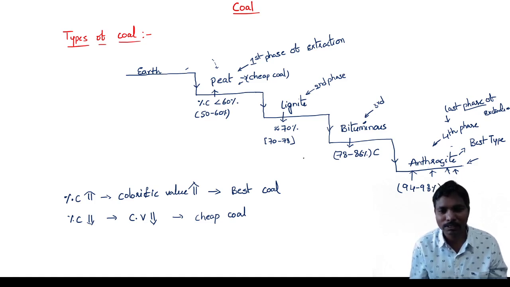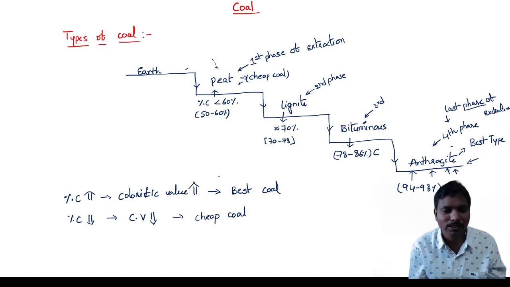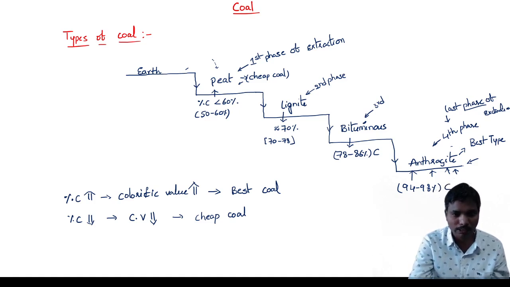Which decides the coal is best or cheap? That is calorific value. Calorific value depends upon percentage of carbon. That means here carbon is considered as a fuel. Carbon is considered as the fuel. Okay. So note down all the important points belonging to this.